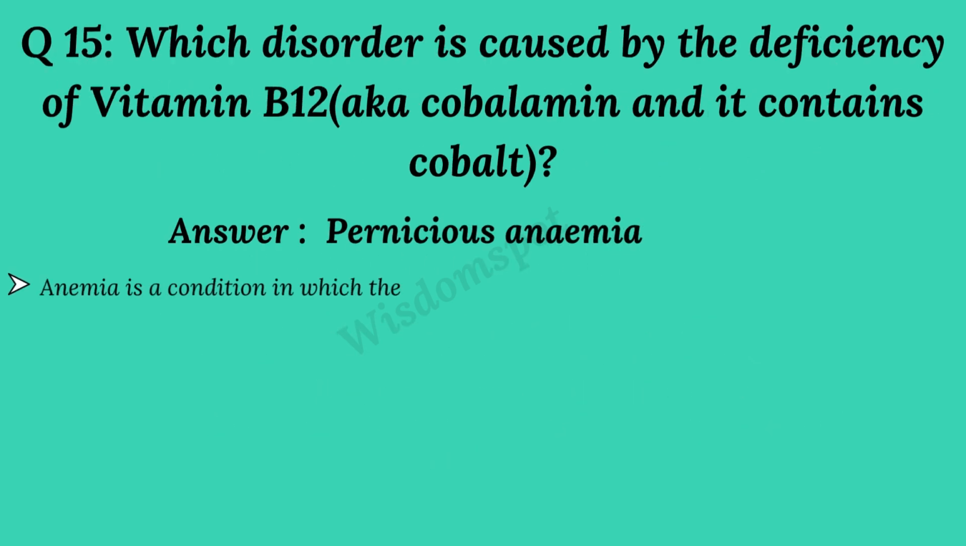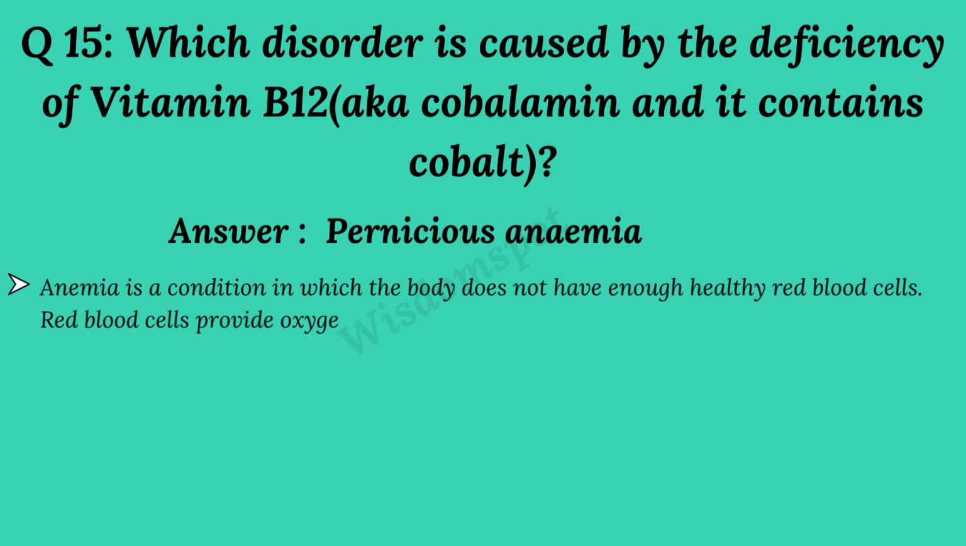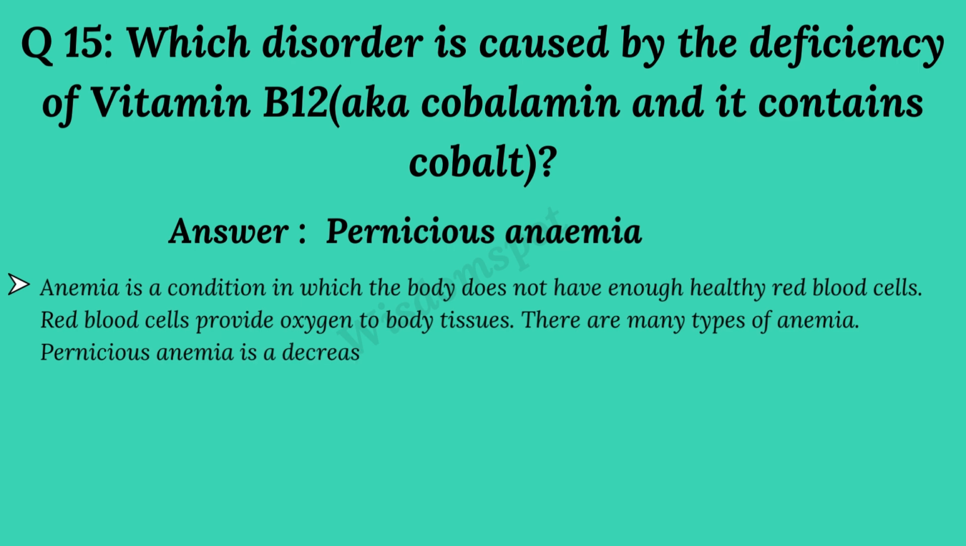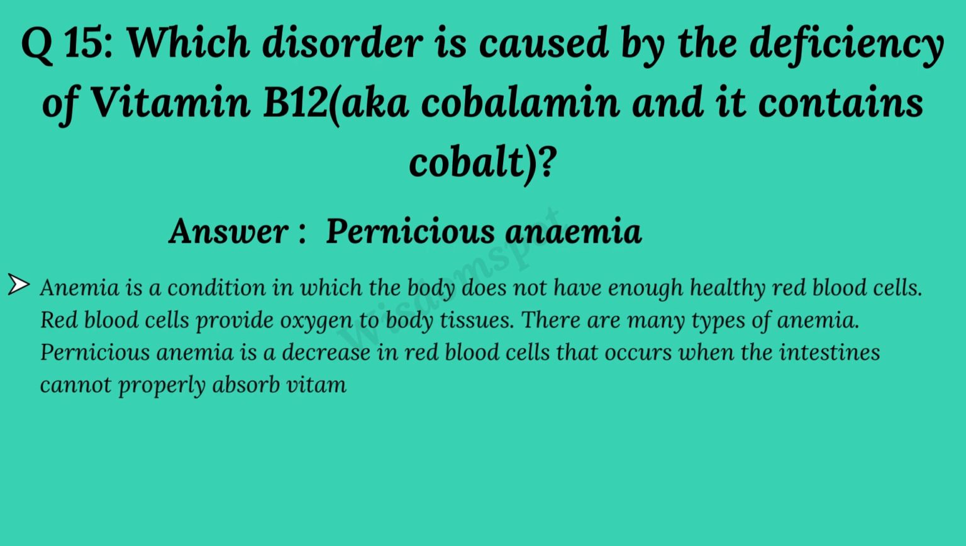Which disorder is caused by the deficiency of vitamin B12, aka cobalamin, and it contains cobalt? Answer: pernicious anemia. Anemia is a condition in which the body does not have enough healthy red blood cells. Red blood cells provide oxygen to body tissues. There are many types of anemia. Pernicious anemia is a decrease in red blood cells that occurs when the intestines cannot properly absorb vitamin B12.